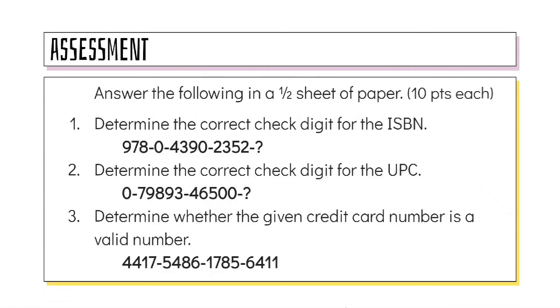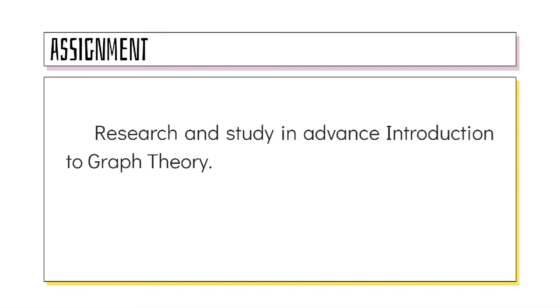For your assessment, I want you to answer the following in a half sheet of paper. Each item corresponds to 10 points. Number 1, determine the correct check digit for the ISBN. Number 2, determine the correct check digit for the UPC. You will use the corresponding formulas for the ISBN check digit and the UPC check digit. For number 3, determine whether the given credit card number is a valid number, and you are to use the Luhn algorithm, class. For your assignment, you are to research and study in advance Introduction to Graph Theory.